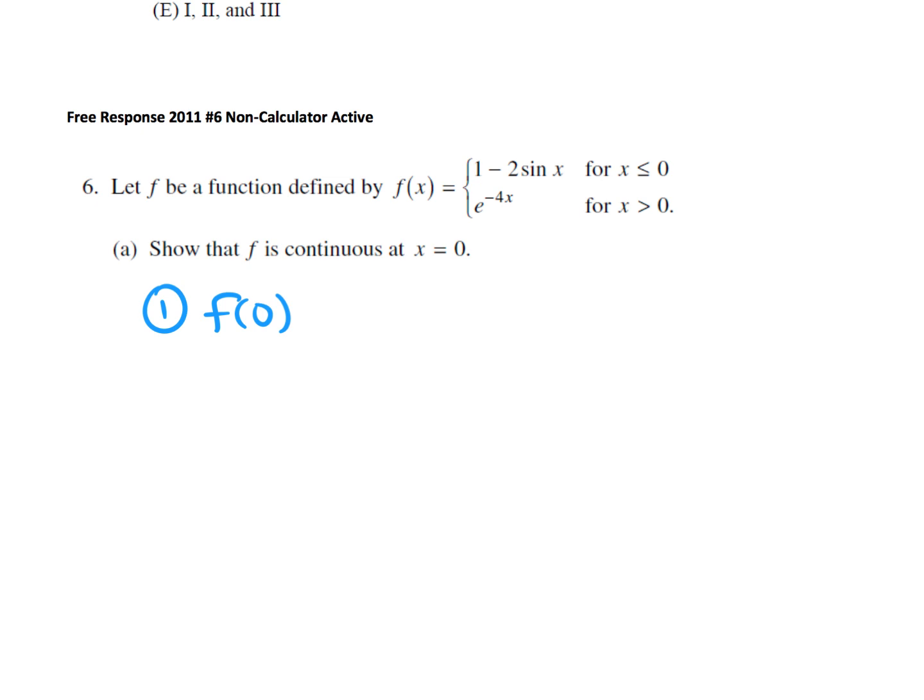This x equals 0. X is equal to 0 in that one. So I plug it in. 1 minus 2 sine of 0. Oh, look, there's our prerequisites again. Sine of 0 is 0. Therefore, f of 0 is 1. That's all you have to show for the first part. What's the second thing we need to prove is true? Okay, the third thing is that this is the same as the limit. So what's the second thing? That we have a limit, right?